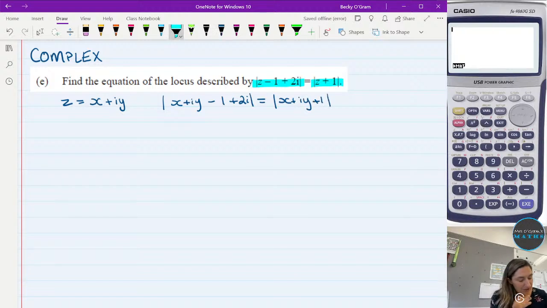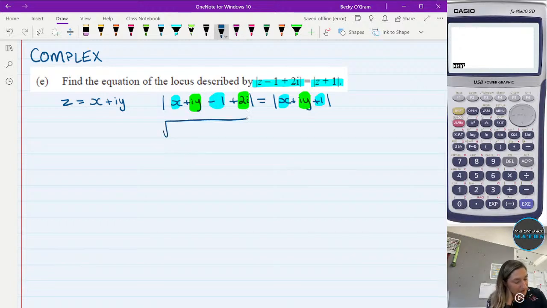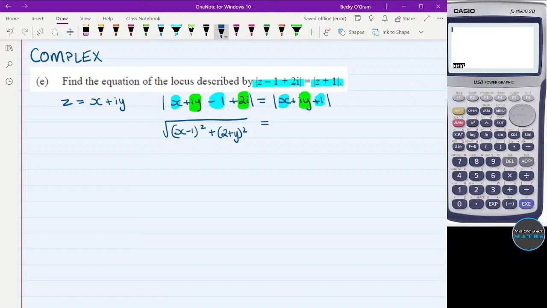Now we want to collect up the real parts like so, and the imaginary parts are here. So on the left hand side we'll have the square root of x minus 1 all squared plus 2 plus y all squared. We don't include the i when we're doing the modulus of complex numbers.